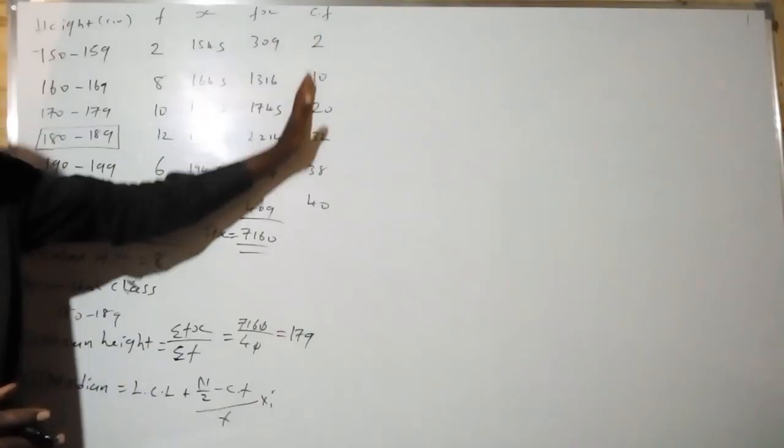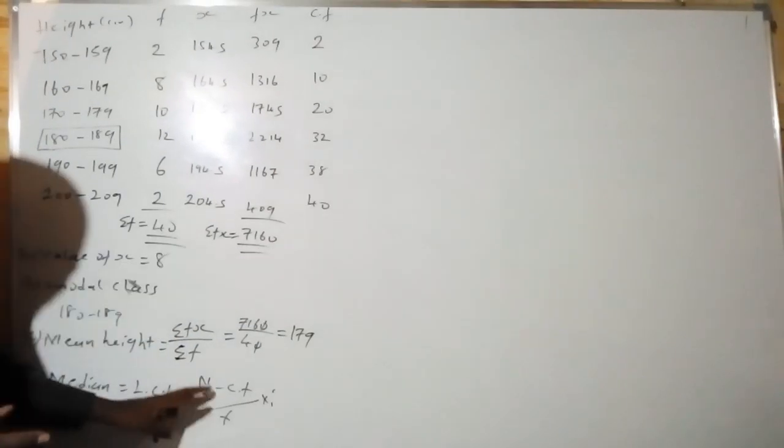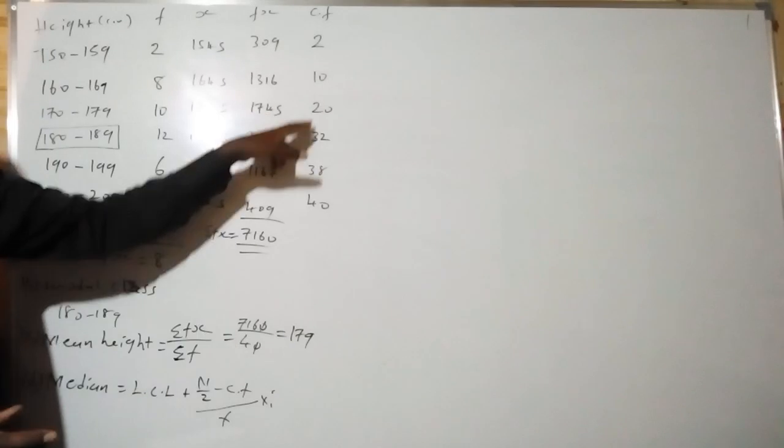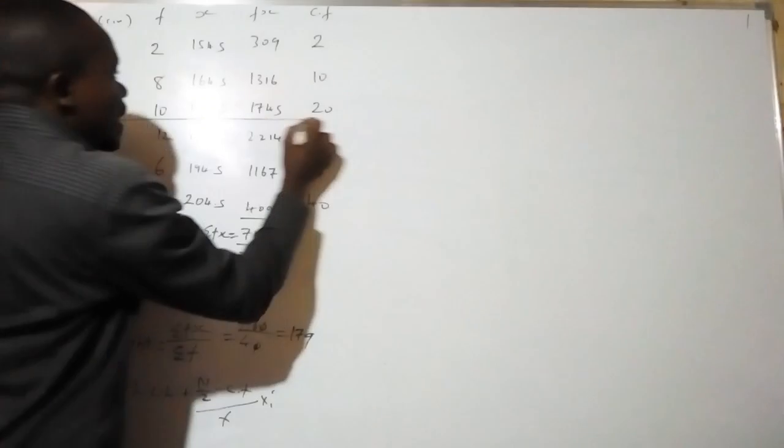40 divided by 2 is what? 40 divided by 2 is 20. Why 20? 20 is here, and this will be our median class. So everything we are going to deal with is this.